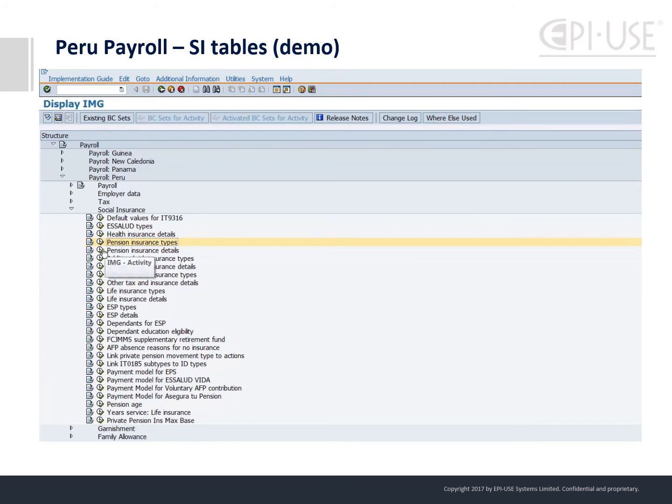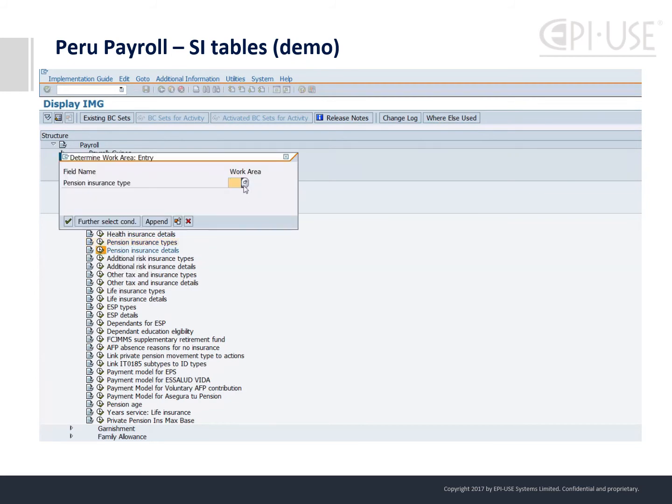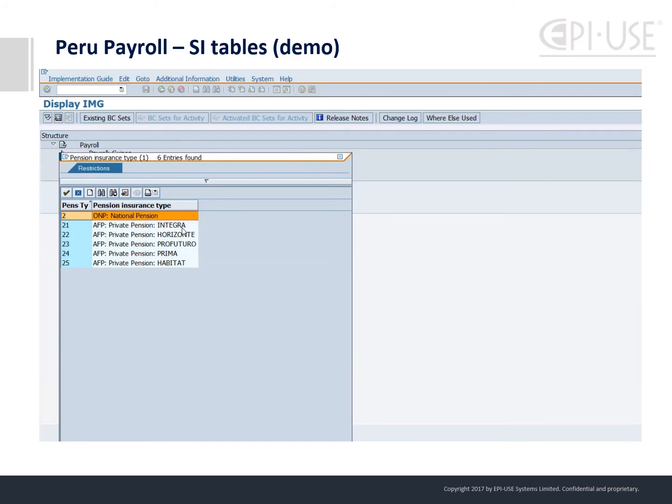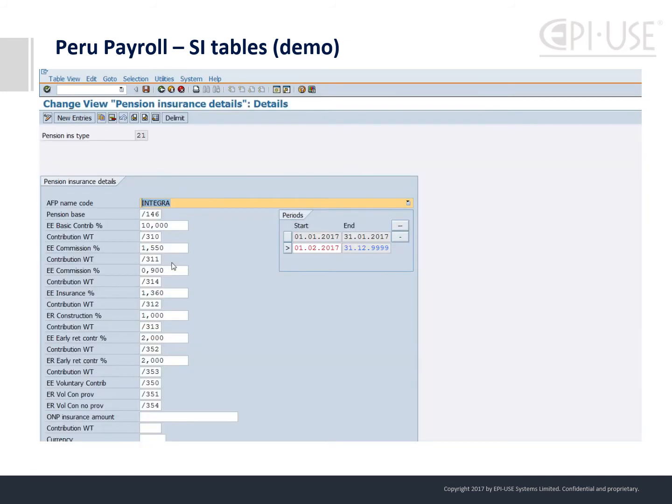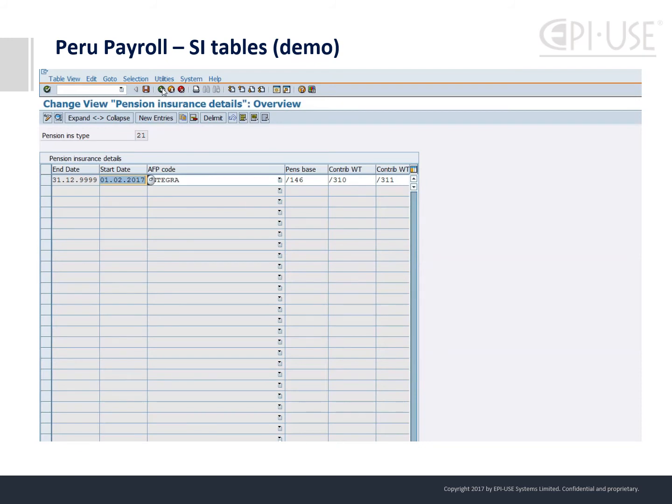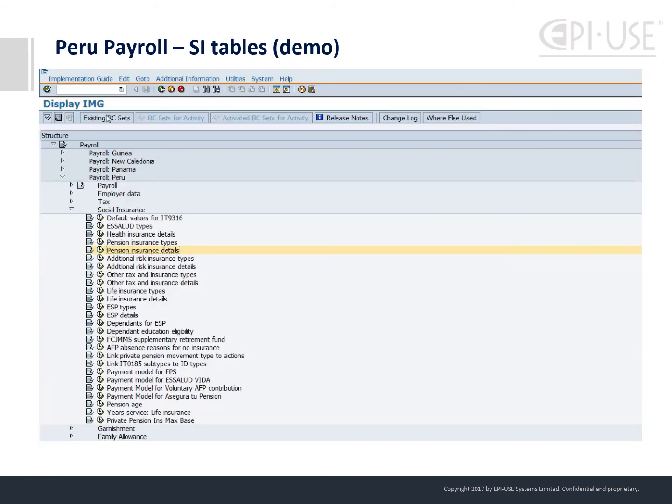And the same, if I want to look at the pension insurance details, I can set this up per type. For example, if I choose 21, I can see all the different values that need to be completed for all the different contributions. So all the other tables can be found here.